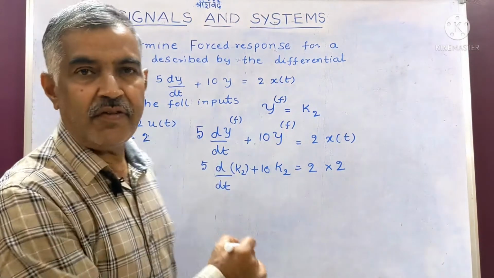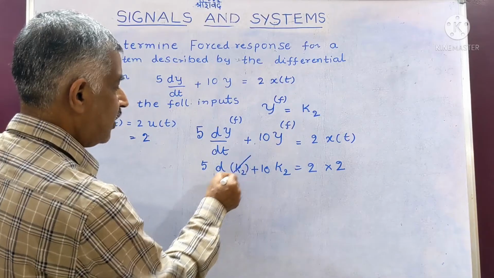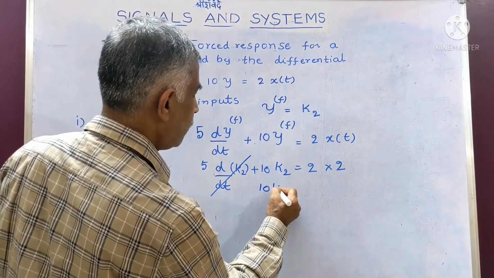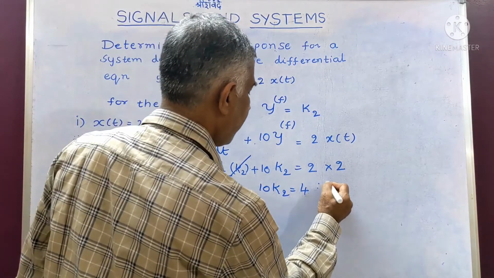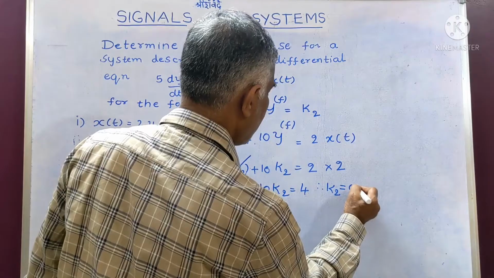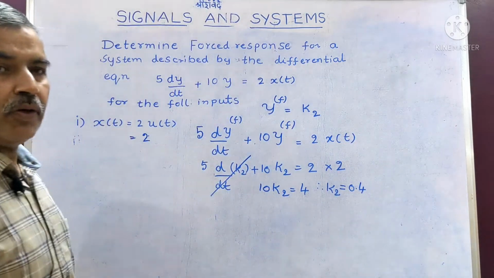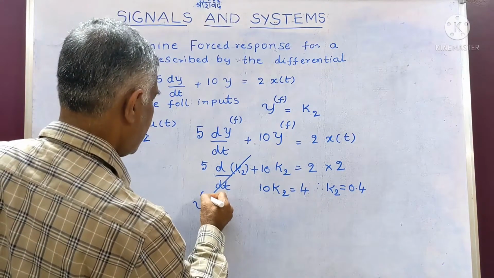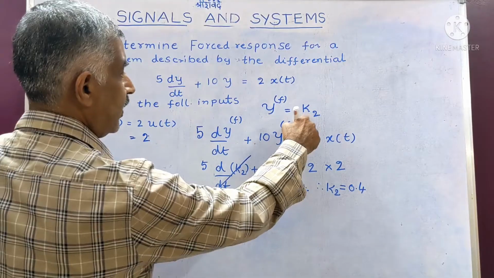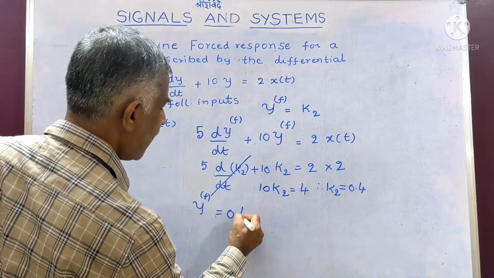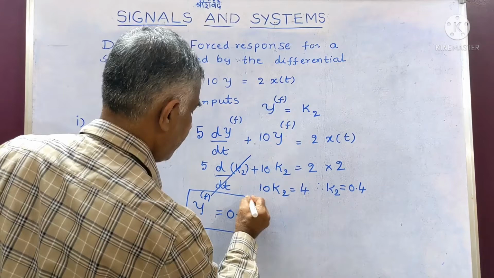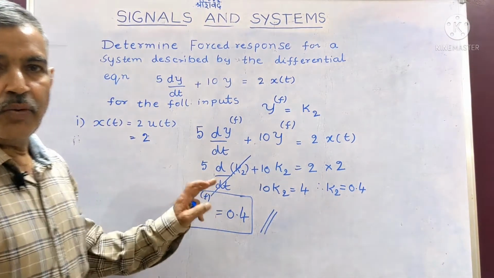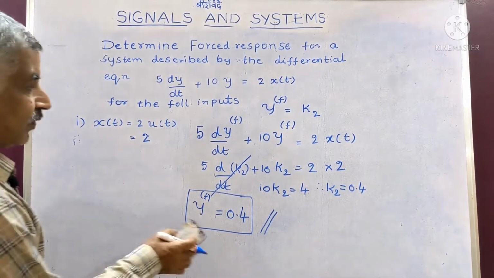Now what is the derivative of a constant? The derivative of a constant is 0. Therefore 10 K2 is equal to 4. Therefore, K2 is equal to 0.4. K2 equal to 0.4. Therefore, the forced response is given by K2 value, which is 0.4. This is the answer.